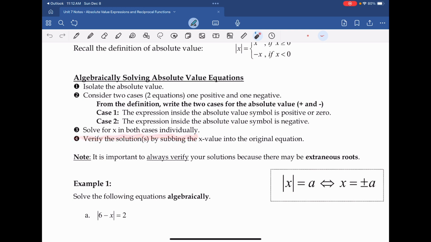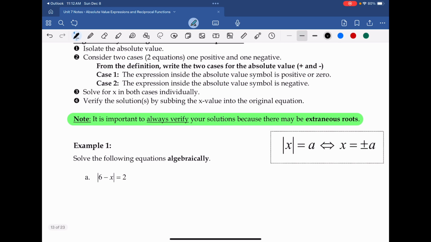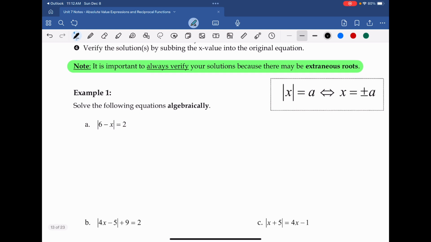Then we want to solve for specific x values individually and finally verify that they actually work in the original equation. Because again, if they don't work, then through that verification, we say they're extraneous roots, or that they're not to be considered because they don't make the equation true. Now, let's see how we solve these things algebraically.